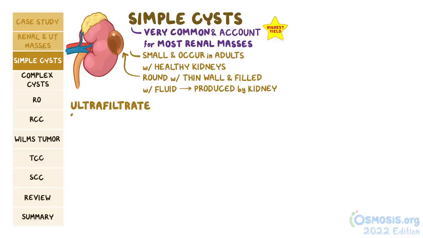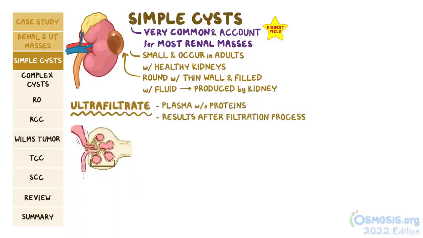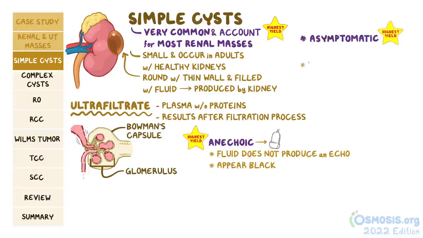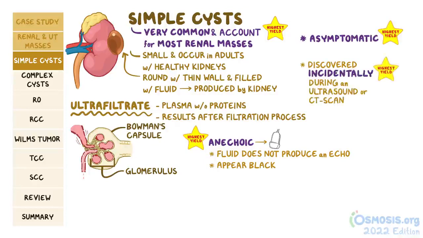The ultrafiltrate is the plasma without proteins that results after the filtration process that happens in the glomeruli, specifically in Bowman's capsule. This makes simple cysts anechoic on ultrasound, since the fluid does not produce an echo and thus appears black. Usually, they're asymptomatic and are discovered incidentally during an ultrasound or a CT scan done for other reasons.